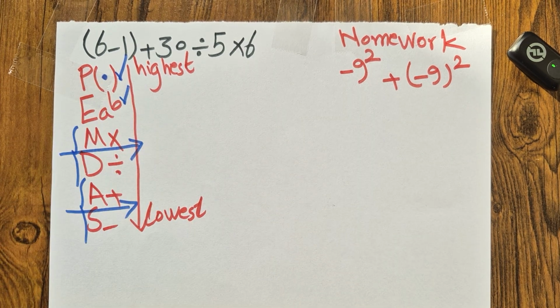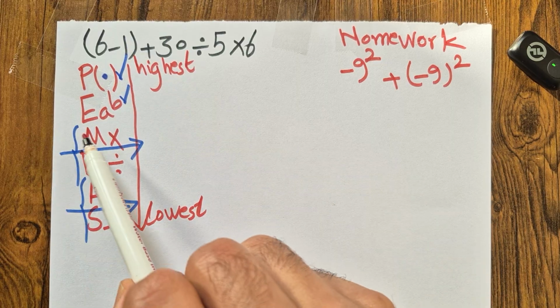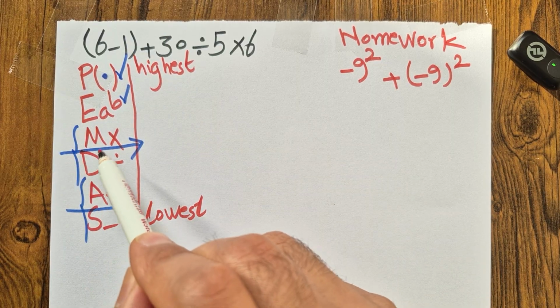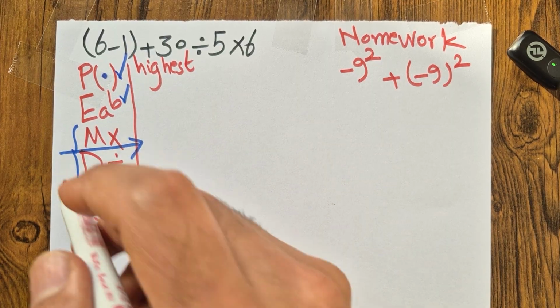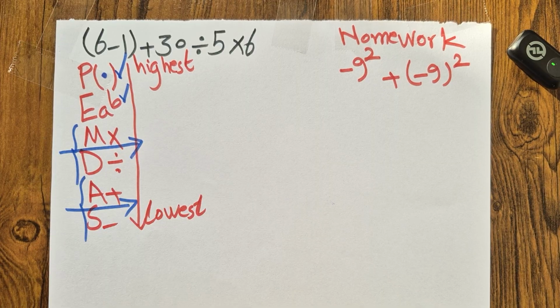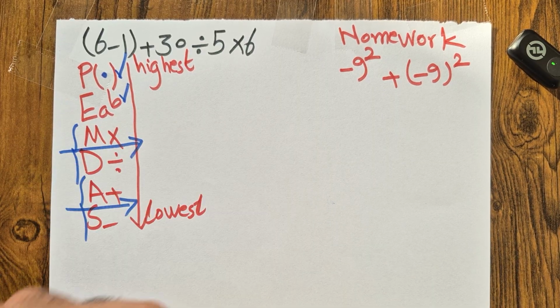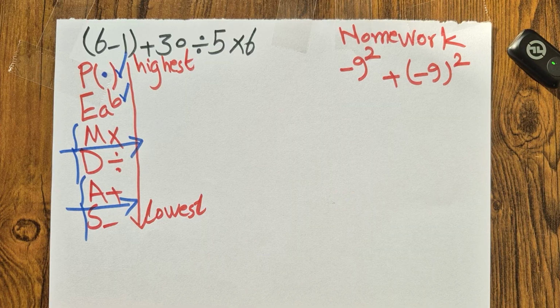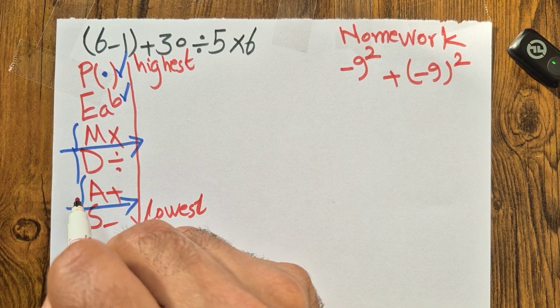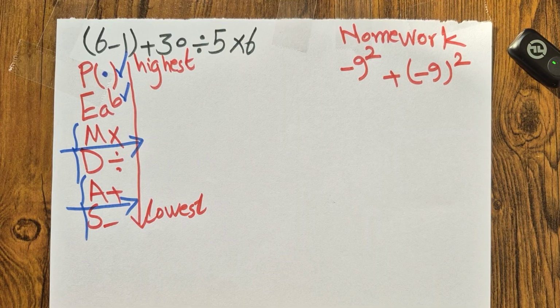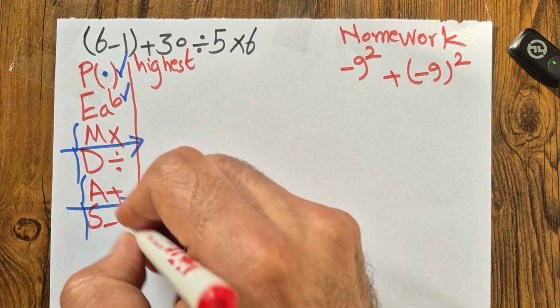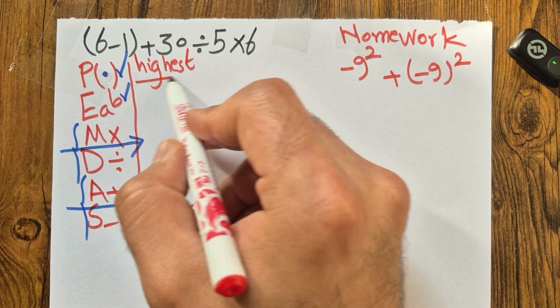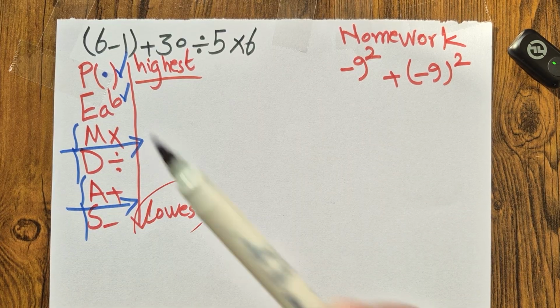So P in PEMDAS stands for parentheses, E for exponents, M for multiplication, D for division, and they have the same priority, M and D. So multiplication and division, they have the same priority, go from left to right. So MD or DM doesn't matter. And finally, you can go for addition and subtraction. They have the lowest priority. And parentheses, they have the highest priority.